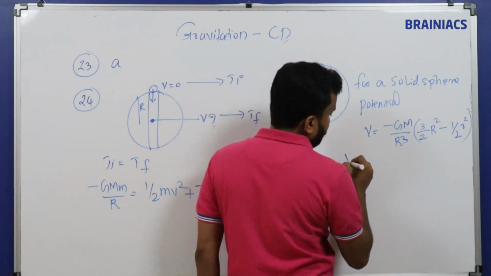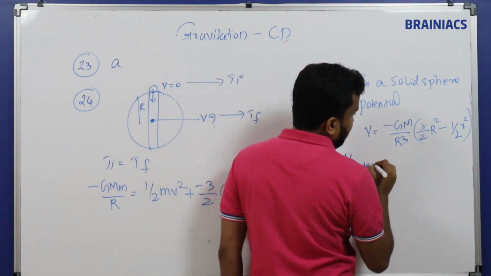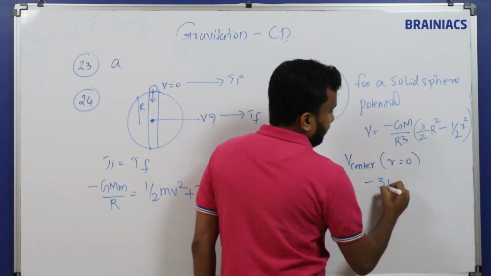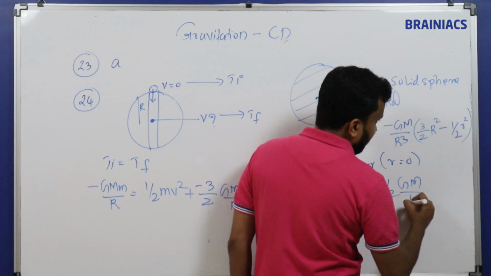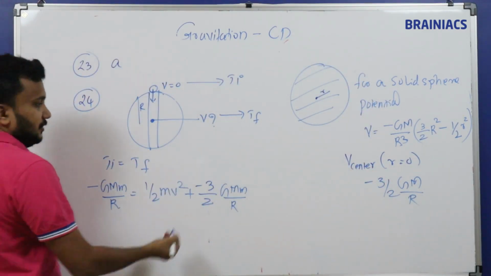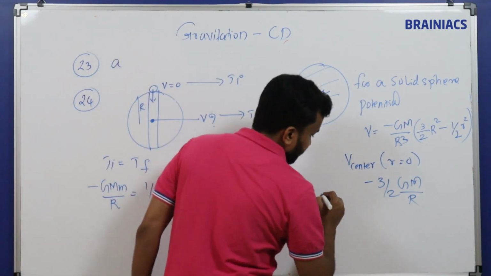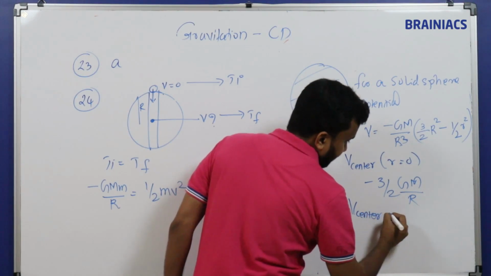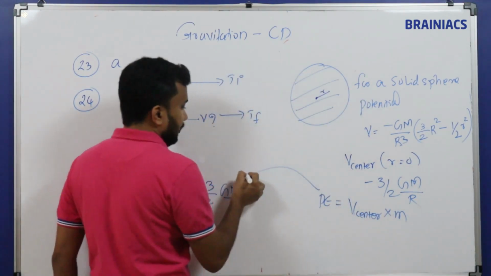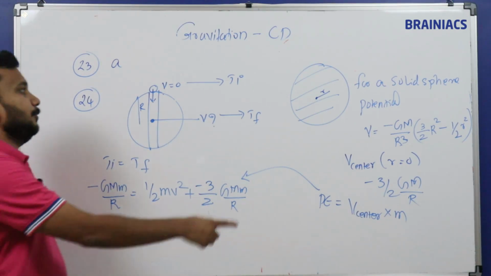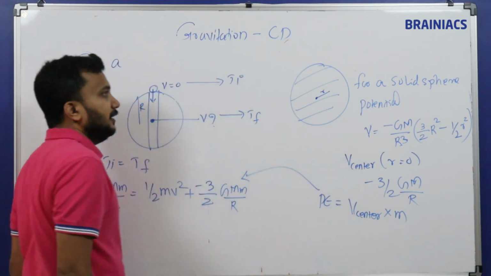So at the center point, V at center means r equal to 0. If you substitute this one, you will get minus 3/2 GM/R. This is the potential. So potential energy is equal to V center into m. If you substitute it, you will get this one, V center into m. We have to solve this one and find the value. So hope you remember these things which we have already taken.